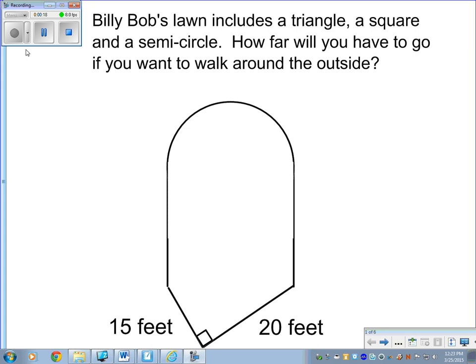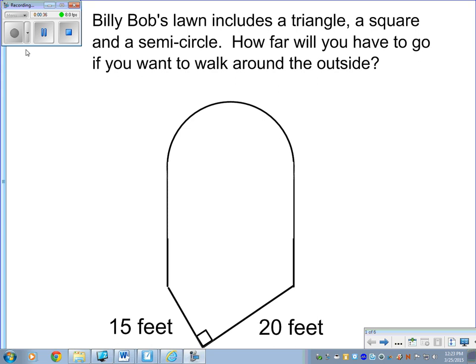Billy Bob's lawn includes a triangle, a square, and a semicircle. How far will you have to go if you want to walk around the outside? That is a perimeter problem. We're not looking for the area, we're looking for the distance around the outside. And anytime you have the distance around the outside of something, that's perimeter.